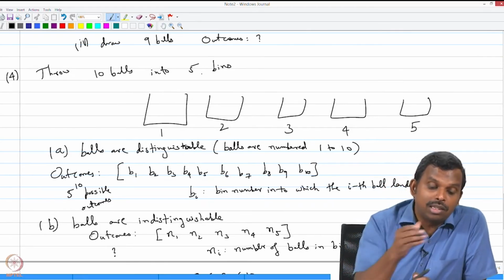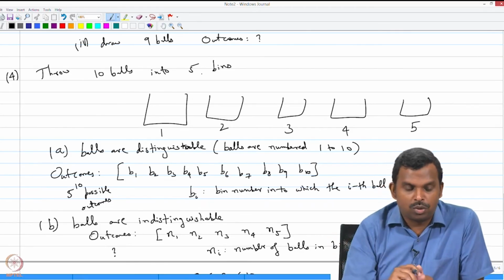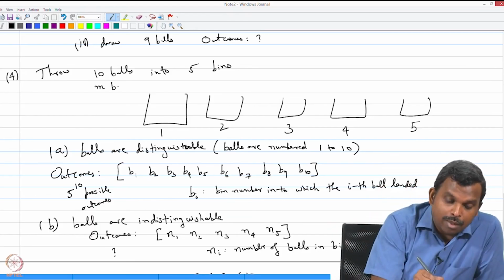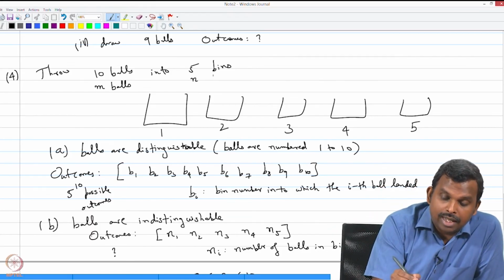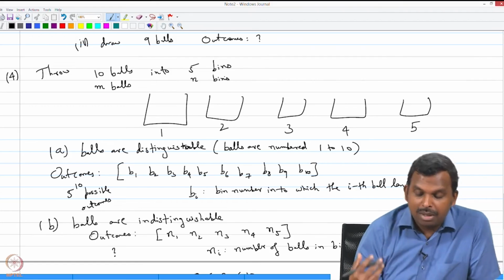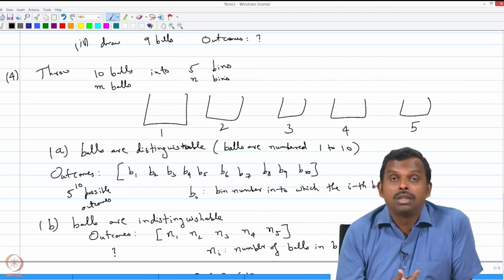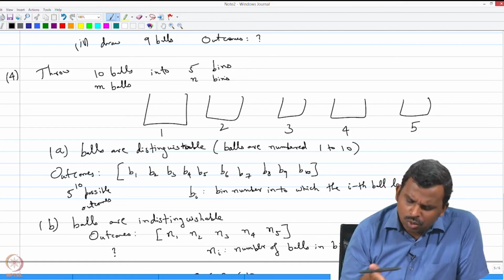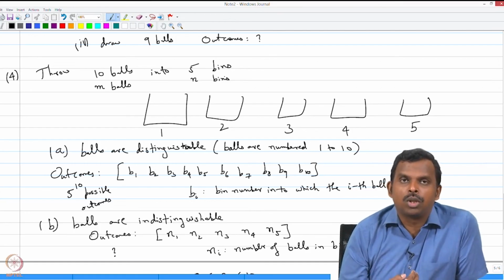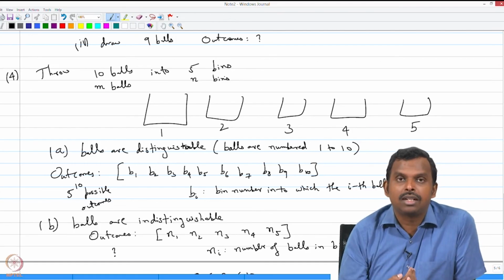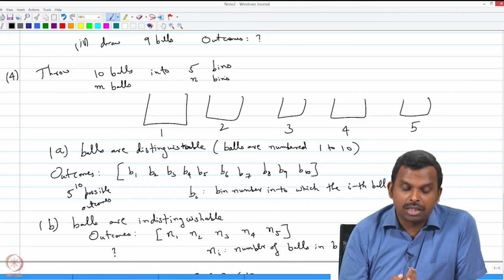Okay. So, now I can generalize this. 10 and 5 are not in any way so interesting. You can say m balls into n bins. Okay. So, you could generalize this as m balls and n bins. You can imagine the calculation is going to become even more complicated. It turns out there is a very simple trick to compute the number of outcomes here, which some of you might have learned. Maybe it is new for some others, but it is possible.